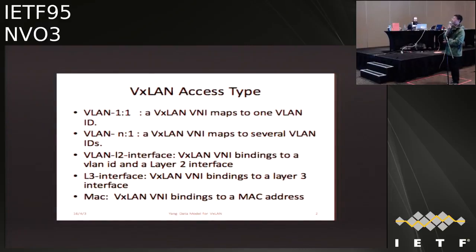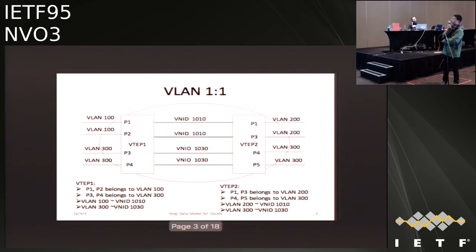Yeah, here we define the VXLAN access type. For example, if we define VLAN 100, and we define the VXLAN access type for the VTEP as VLAN 1:1. So for port 1, because port 1 belongs to VLAN 100, the VNI can be learned from PIM-SM plus data plane, or by EVPN.